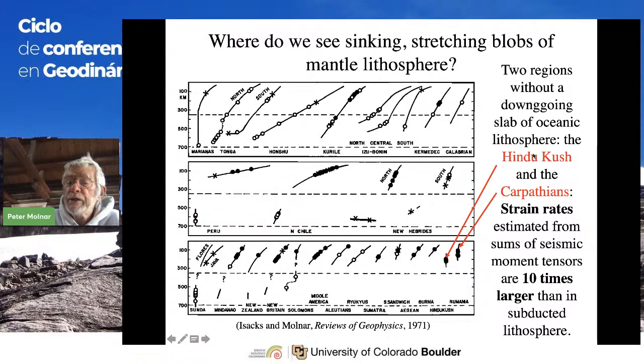And what's important is that these two regions are different because they're under continents, but they're also different because the strain rates estimated from sums of seismic moment tensors are 10 times larger than in any of these. These are stretching vertically 10 times faster than any of these other places are stretching or being compressed. So it's a very different situation where you have a downgoing slab of cold lithosphere plunging underneath Middle America, for example, than you have here, where you have a blob of material stretching rapidly, 10 times faster than the stretching in this case.